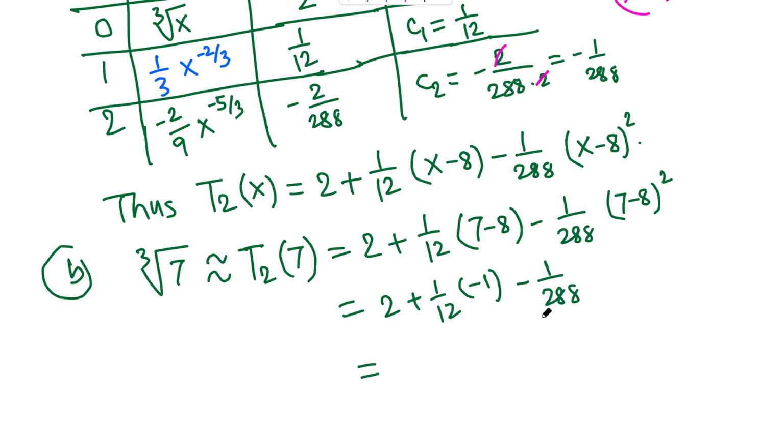Now use your calculator and it comes out to be 1.91319. How many decimal places depends on the question. If the question asks for 4, you need to round to 4. Okay, final.